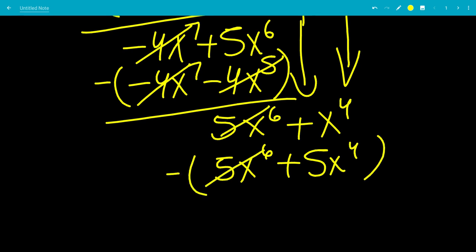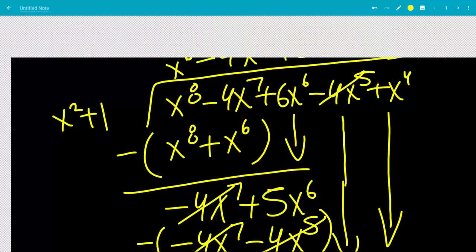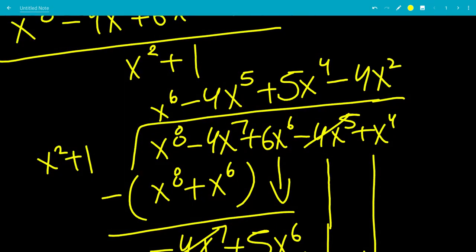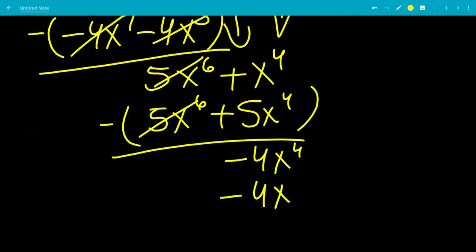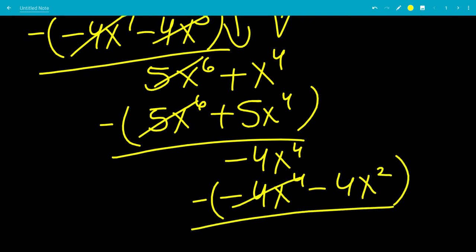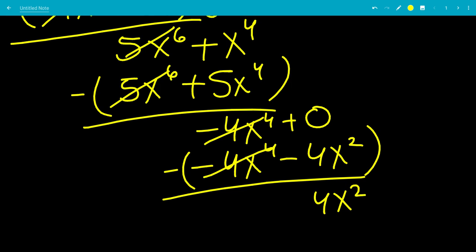This will cancel, opposite signs, or same sign: negative x to the 4th minus 5x to the 4th is minus 4x to the 4th. So we need to multiply this by minus 4x squared, by x squared, to get minus 4x to the 4th. Okay, we multiply that back in, so we get this. Same signs, negative, so cancel. This is 0. So 0 minus minus 4x squared is just 4x squared. So net positive 4x squared.